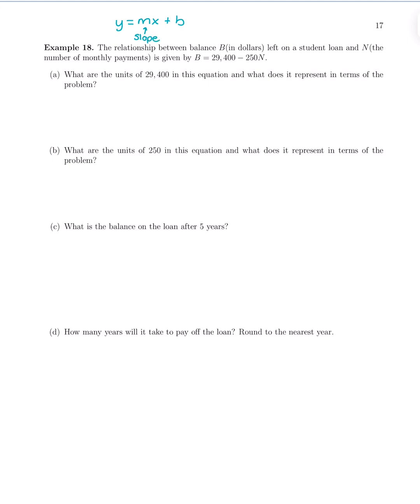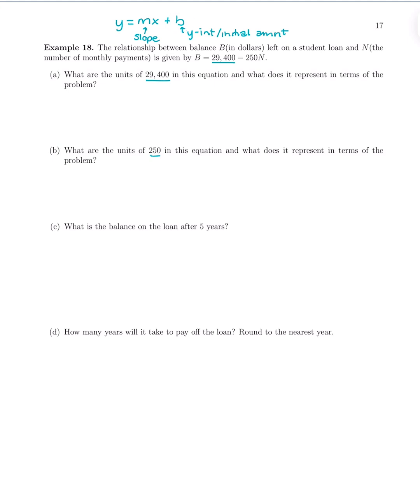It always has 2 units. And b is the y-intercept or the initial amount. So m is the one with the variable and b is the one by itself. So looking at these, what are the units with 29,400 in this equation, and what does it represent in terms of the problem? So we're trying to figure out, is 29,400 B or M, and then also is 250 B or M. So looking at this, 29,400 is the one without the variable.